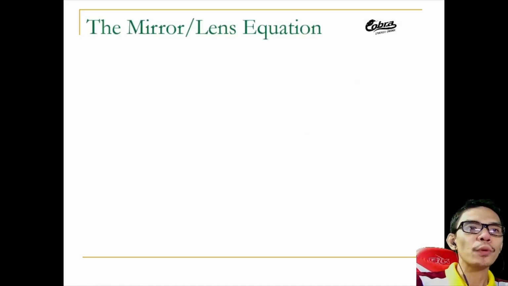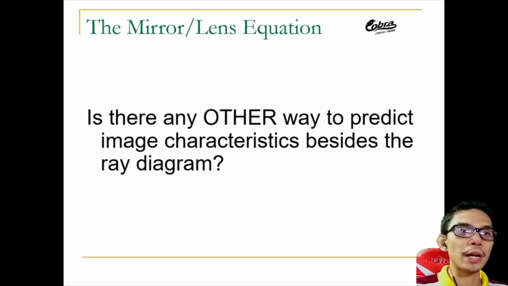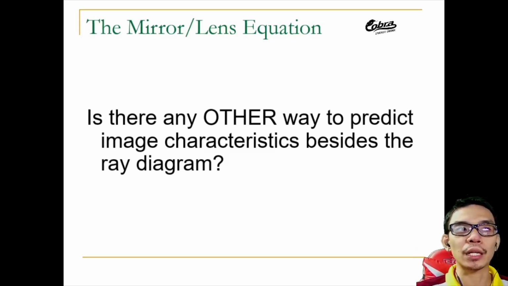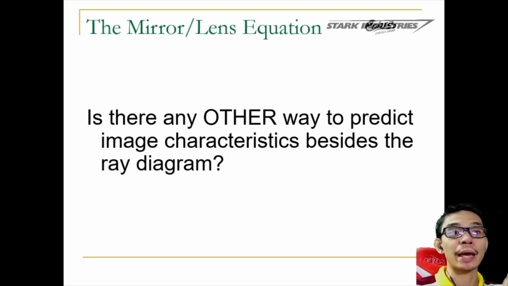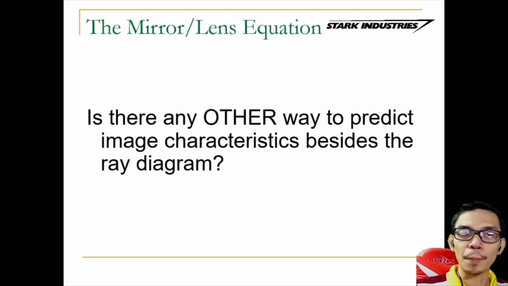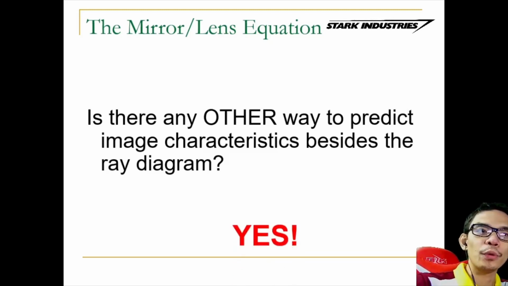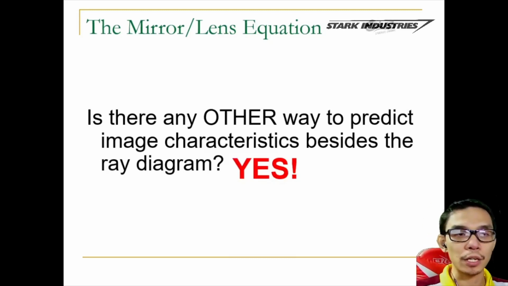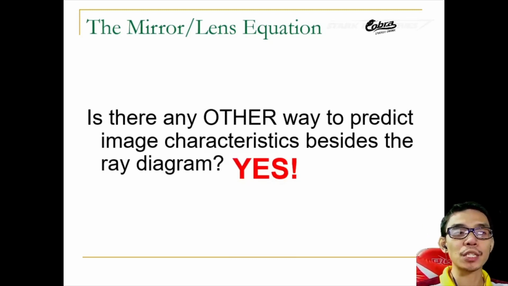With that, my question is, is there any other way to predict the characteristics of an image besides the ray diagram? In our previous lesson, we had the qualitative approach. For today, yes, there is a way to predict the image characteristics besides the ray diagram that we usually use.